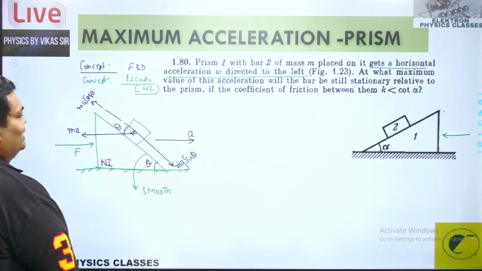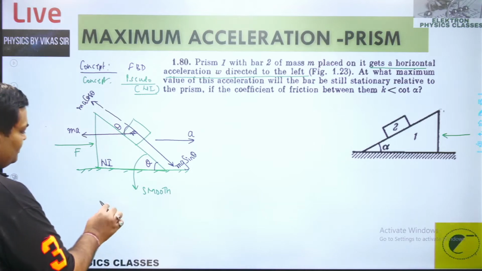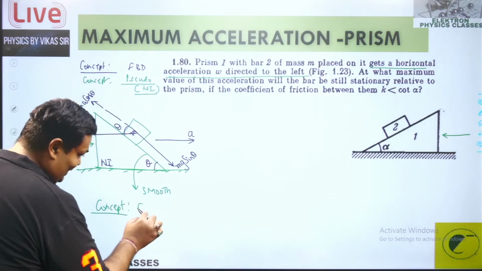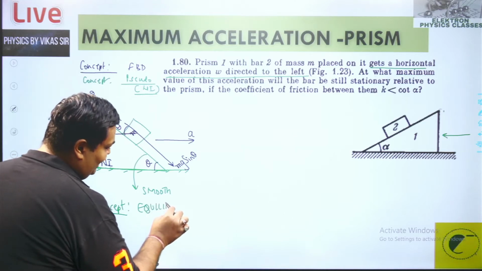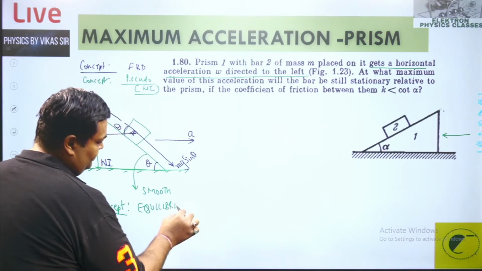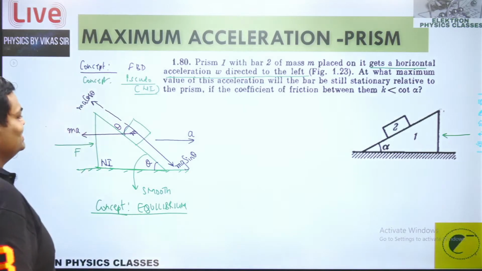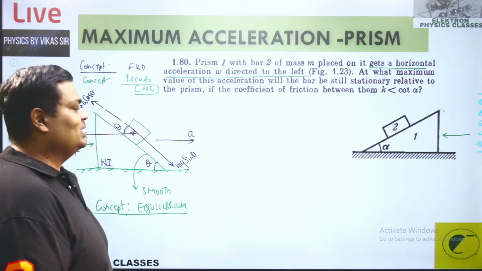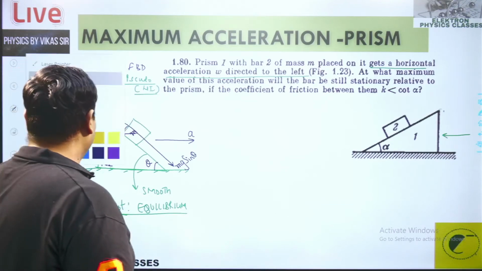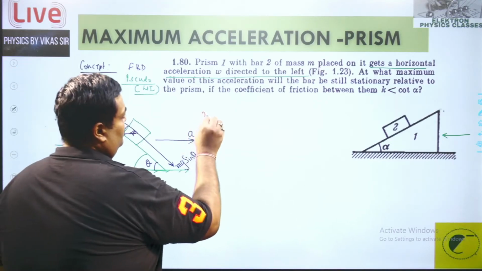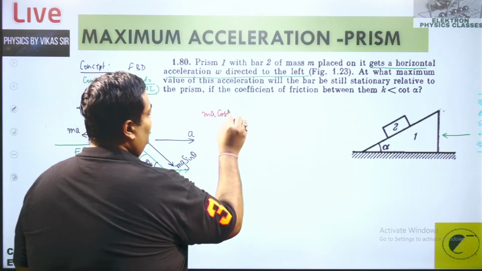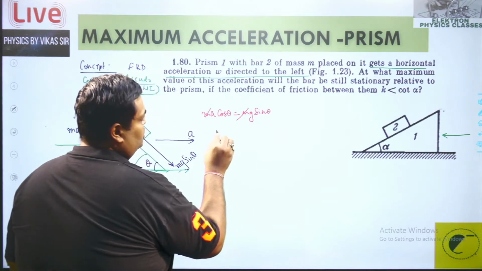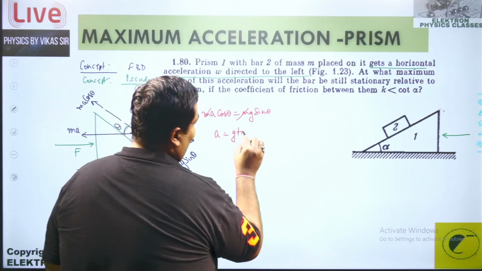And the third concept, is there any third concept? There is. That might not look like a concept to you, but it is. You study this as a separate article, and that's equilibrium. It is in a state of equilibrium in this direction, and hence it is not moving in this direction. The net force is getting balanced. So you have ma cos theta that balances your mg sin theta, where m gets cancelled. So the acceleration becomes g tan theta.